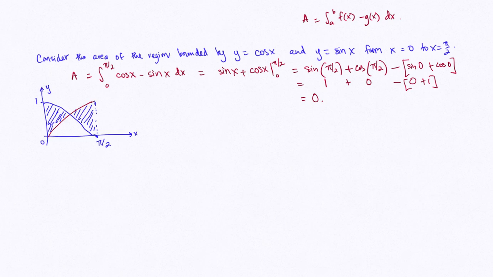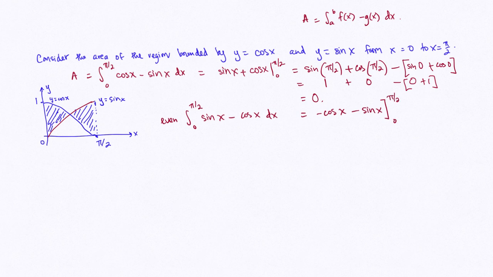Notice that the area between the two curves are the shaded regions. This cannot possibly be 0. There is something there. Even if we set up the definite integral in a different way, taking sine of x minus cosine of x as the integrand, the antiderivative of sine of x is minus cosine of x, and the antiderivative of cosine of x is sine of x.